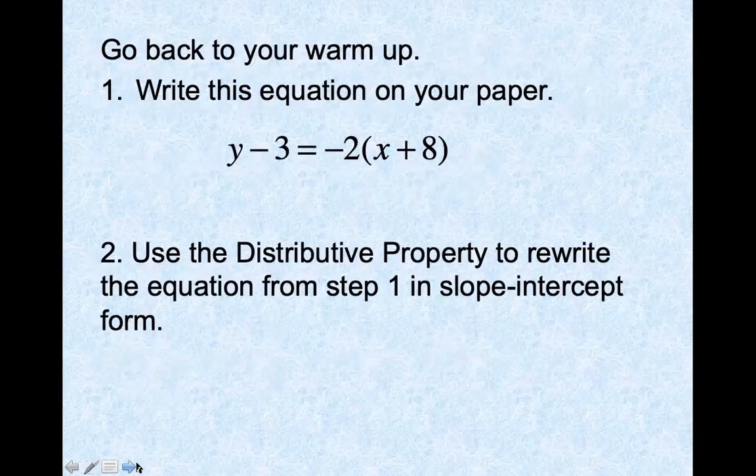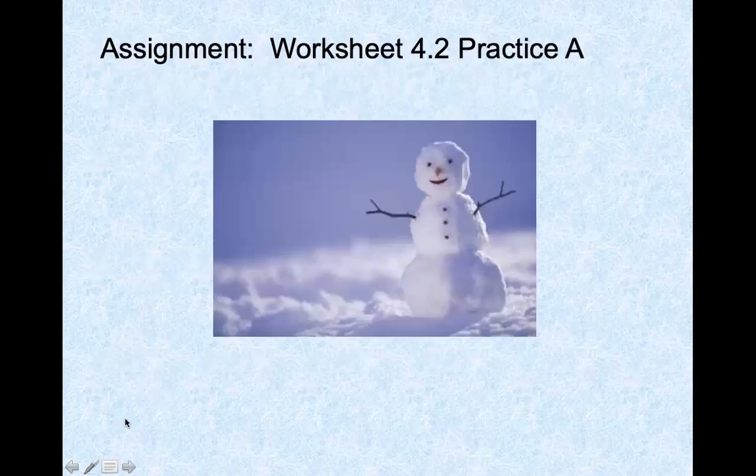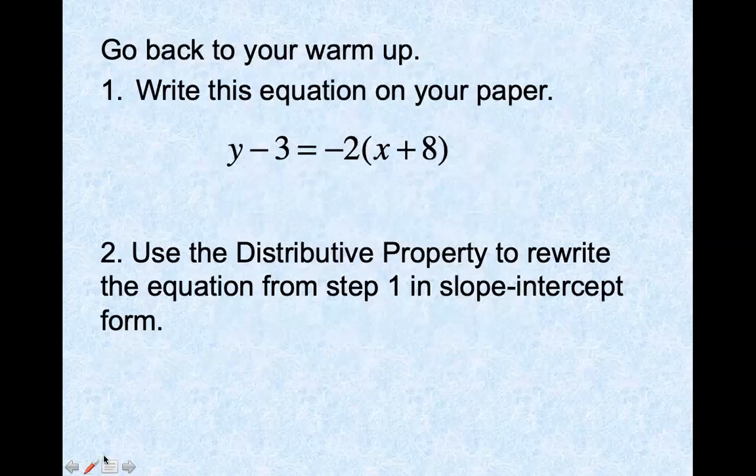This time it says go back to your warm-up and write this equation on your paper. So hopefully you still have some room on your warm-up paper. Notice this equation is written in point slope form, and step 2 says use the distributive property to rewrite this equation from step 1 in slope intercept form. So I'm going to see how we can use the distributive property to change it to slope intercept. I'm going to be distributing this -2.